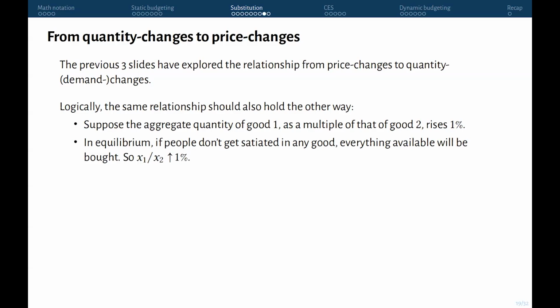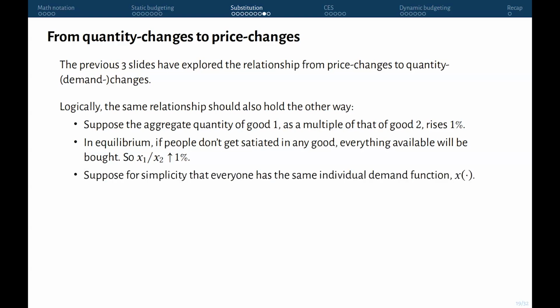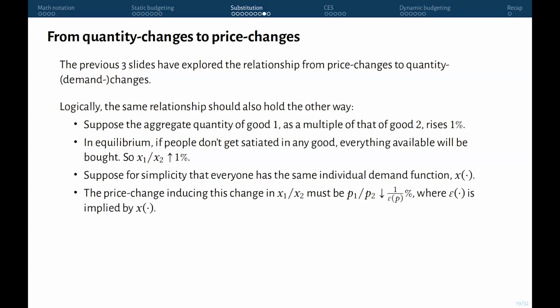Well, if the markets are clearing, everything available will be bought. So everyone's going to actually be consuming 1% more of good 1 relative to good 2, which is staying fixed. Let's just say everyone's got the same demand function. The price change needed to induce that change in demand, so that what people are demanding at the new prices actually equals the new amounts supplied, has to be 1 over the elasticity of substitution, like percent per percent change in the relative quantities.